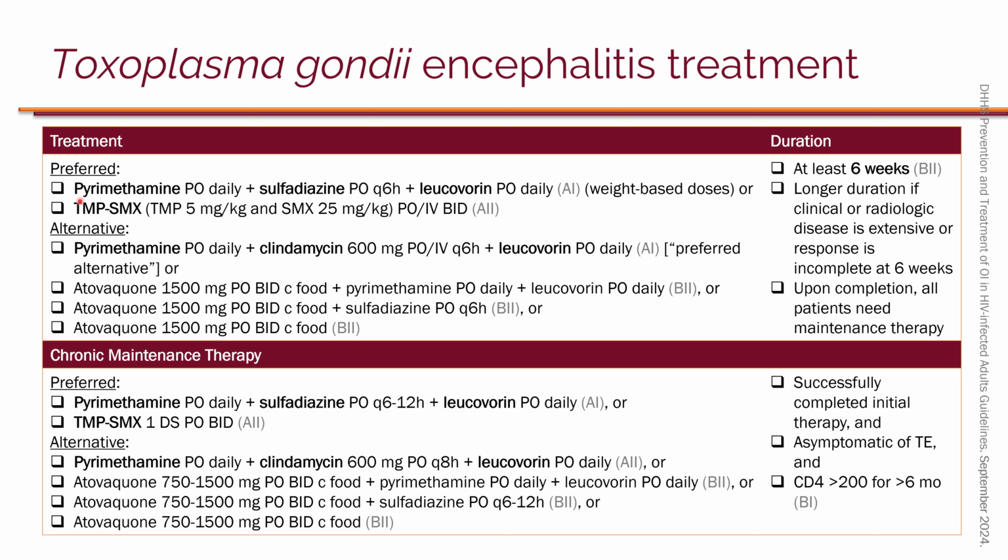So preferred agent is pyrimethamine sulfadiazine plus leucovorin, and also we have, this is new in this guidelines, trimsulfa is also considered first line. There is significantly more evidence with pyrimethamine and sulfadiazine. That's why that's listed first, but trimsulfa also has made it to be preferred.